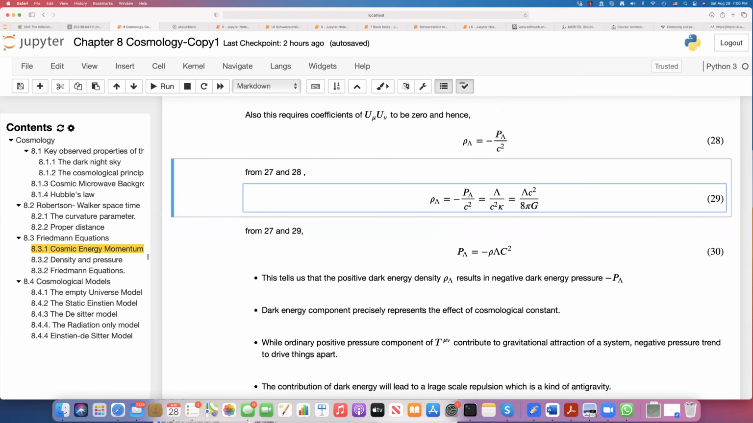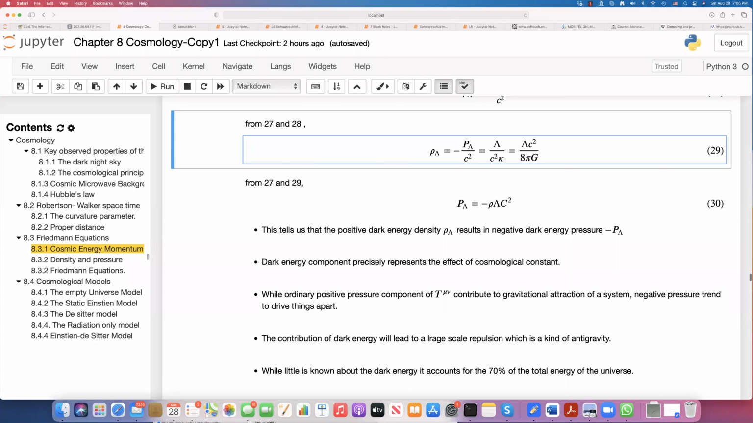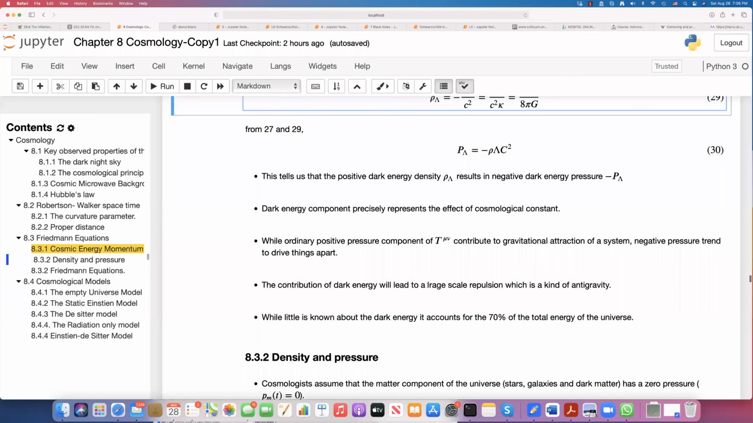And this tells us something important: the dark energy component precisely represents the effect of the cosmological constant. And because the effect of the cosmological constant is an accelerating universe, the effect should be completely opposite compared to gravity. Gravity is attractive, so it should not contribute to an accelerating universe. So the contribution of the dark energy will lead to large scale repulsion, which is kind of an anti-gravity.